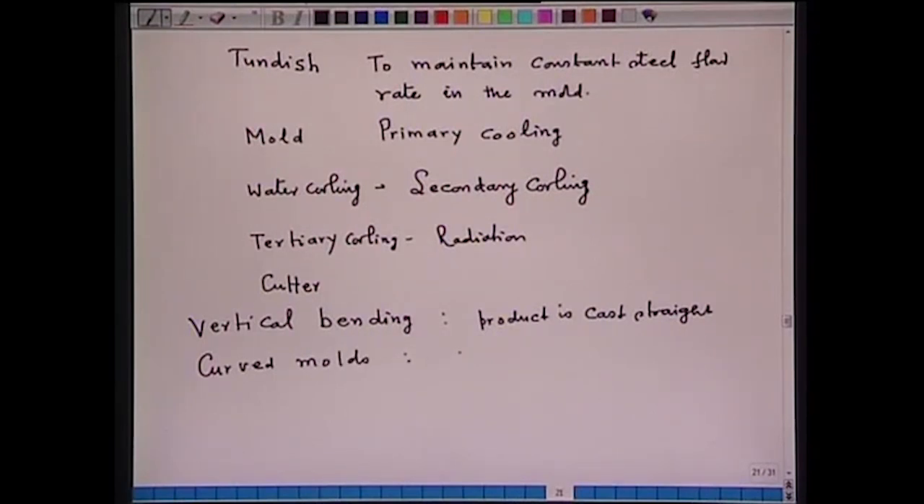Now, here the slabs are generally cast in curved molds. In the curved molds, the strand leaves the mold at an arched section. At that time, it is necessary that a strong shell has already been formed because the mold is slightly curved.